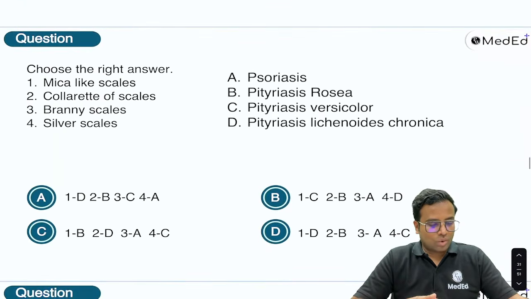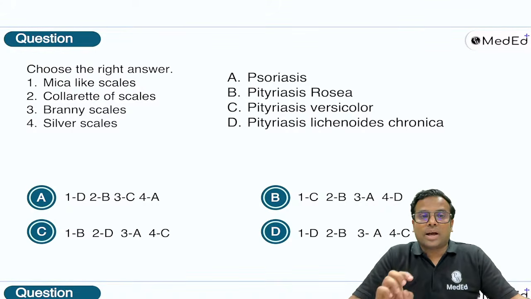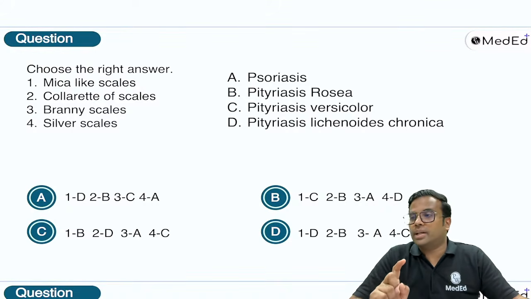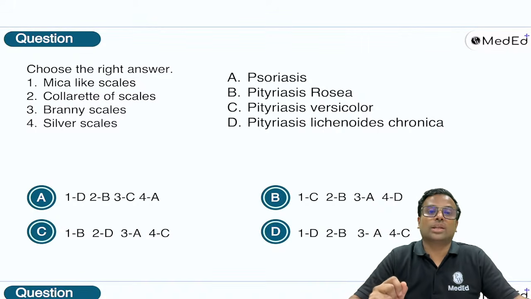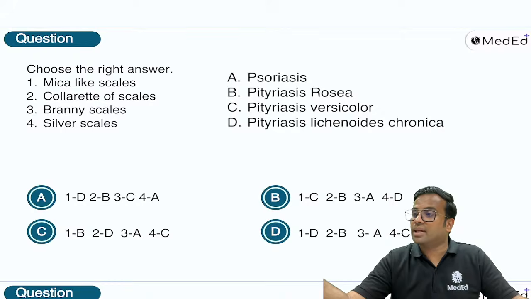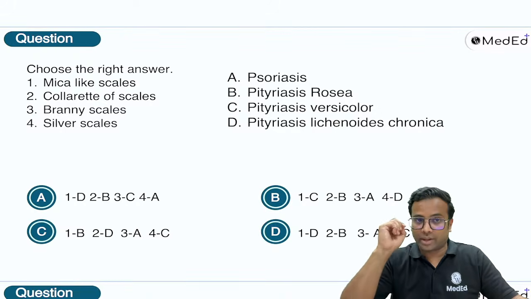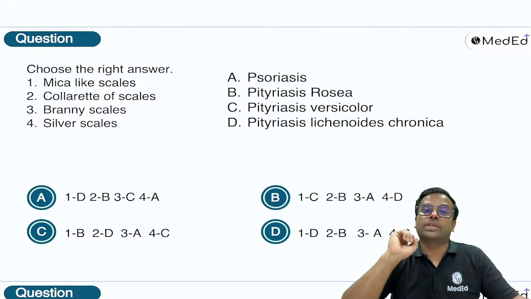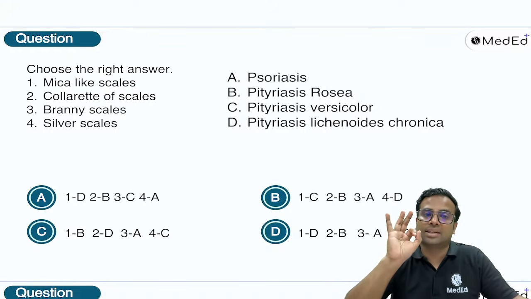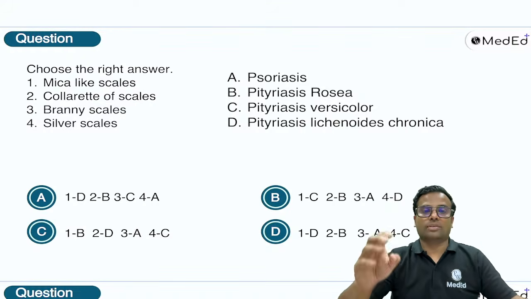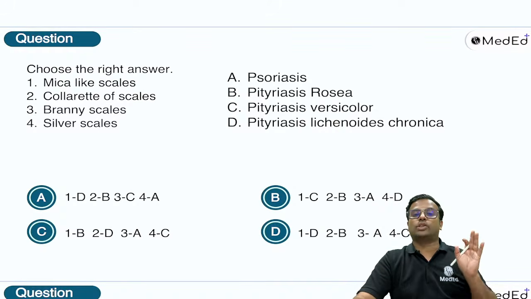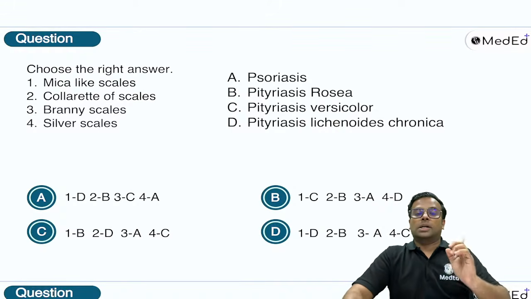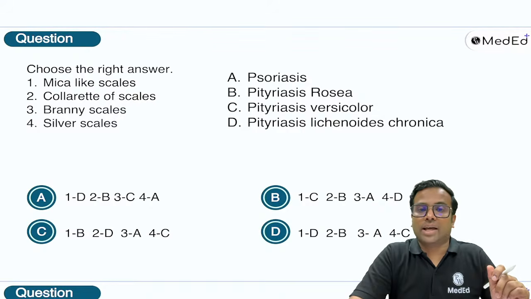So now let's see one more. Again, there was a PYQ in the INICET exam where the question asked was again a match the following. But see how things have changed. Now it is all about the type of scaling: Mica-like scales, Collarette scales, Brany scales, silver scales. And they have tried to match them with diseases like psoriasis, Pityriasis rosea, Pityriasis versicolor, and Pityriasis lichenoides chronica.